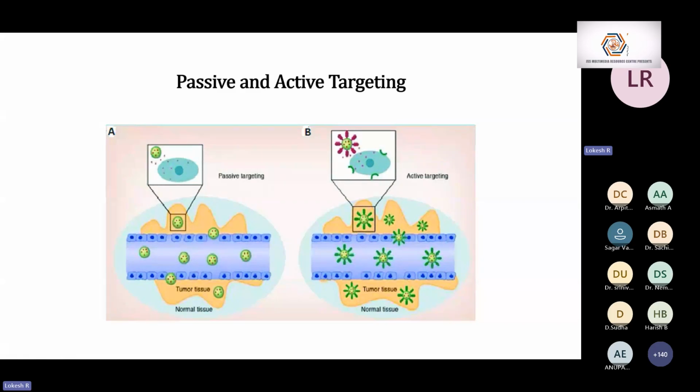This is one more method of targeted drug delivery, that is, passive and active targeting. The difference is, when a cell becomes cancerous, there will be leaky blood vessels. Through these leaky blood vessels, the nanoparticle goes and attaches to the cancerous cells. In active targeting, the nanoparticle is attached with antibodies before being injected into the body, and then it goes and binds specifically to the cancer cell.